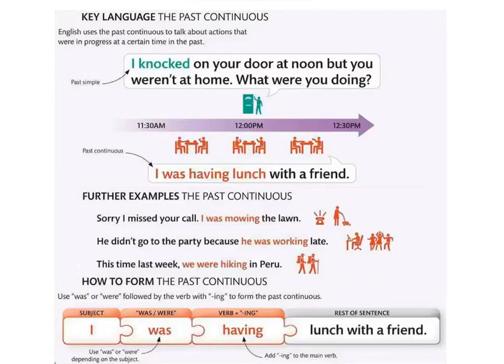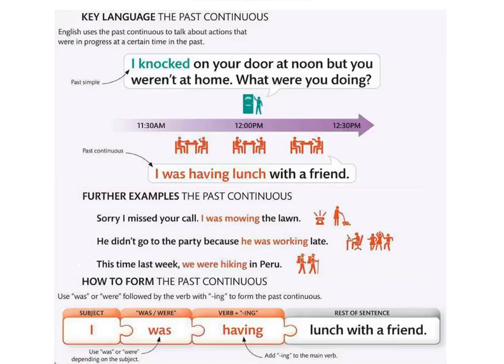As you saw, we always talk about an action that took a long time in the past. This time, last week, we were hiking in Peru. It is a progressed action in the past again.